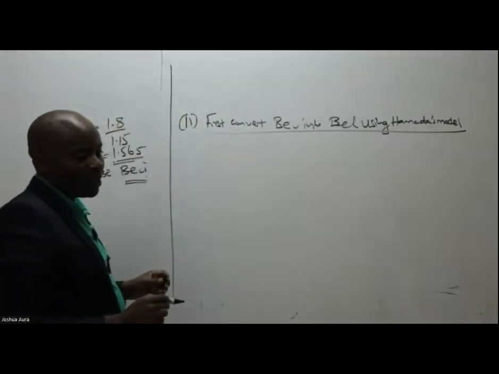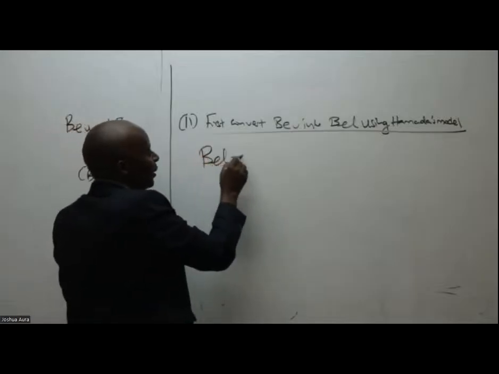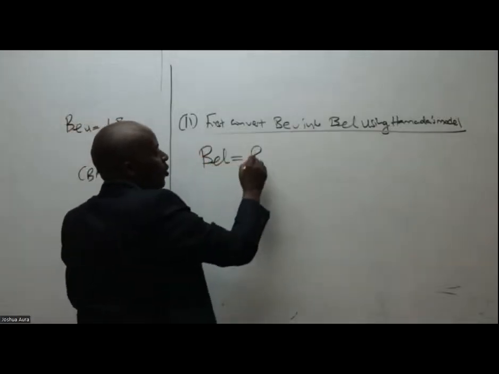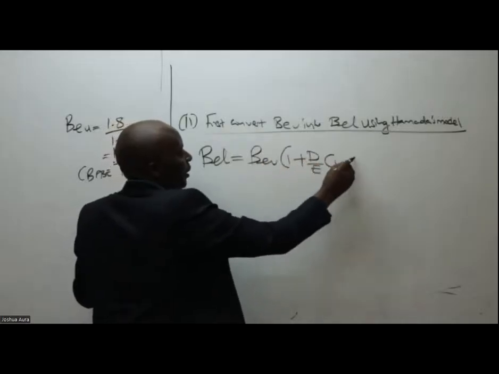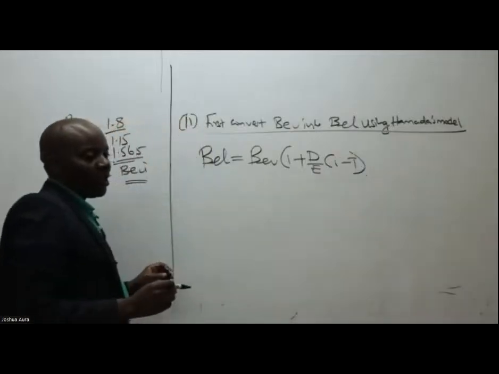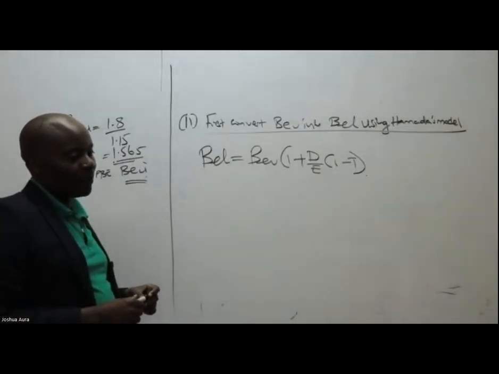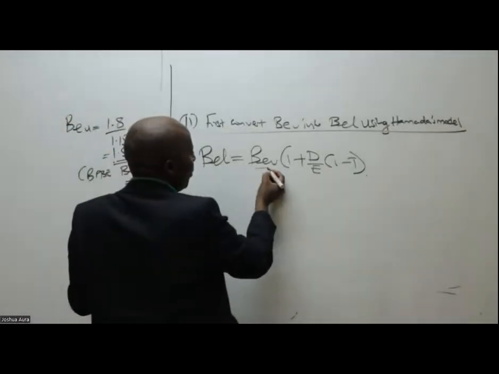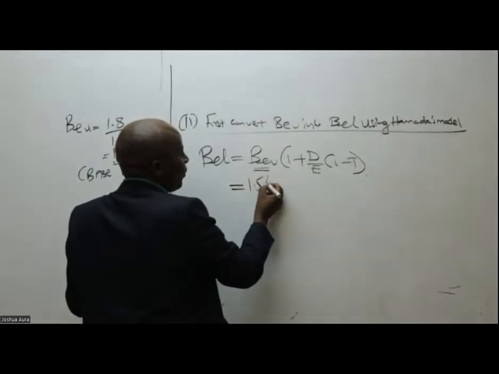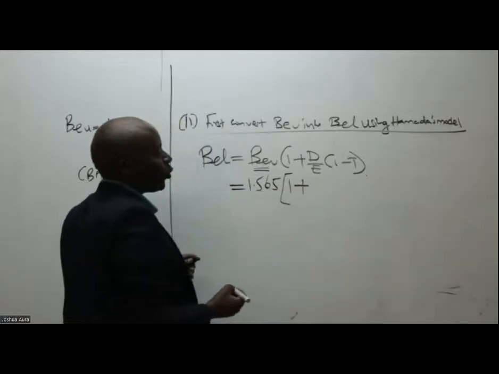Using Hamada's model, we know the formula: beta equity levered equals beta equity unlevered into 1 plus debt over equity into 1 minus taxation. So, ladies and gentlemen, remember, I have this beta unlevered, which is 1.565, into 1 plus debt to equity.